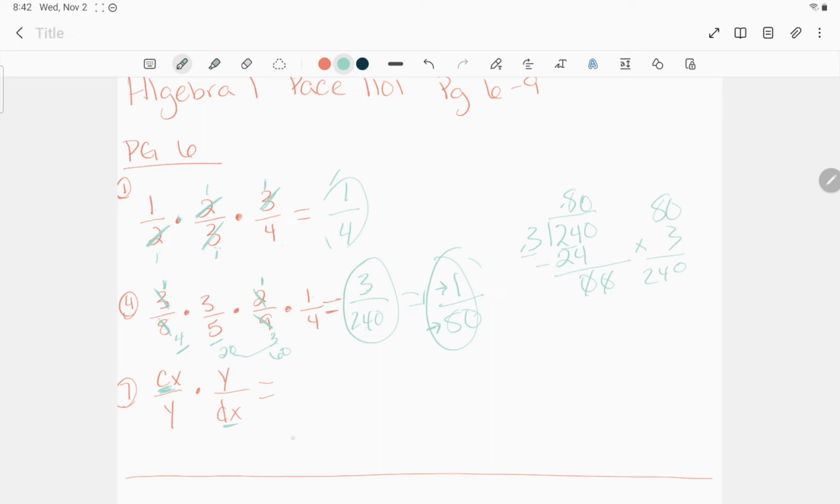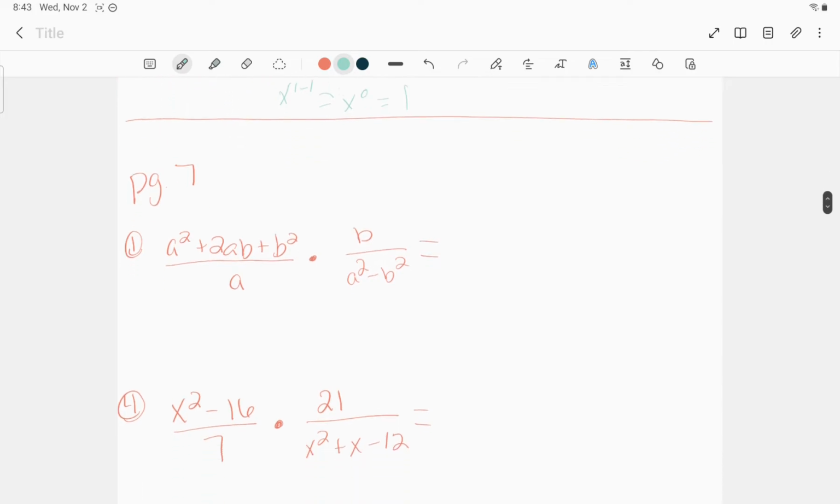Or actually it's X to the first minus 1, because this is an understood 1 and an understood 1, which equals X to the 0, and anything to the 0 power is 1. So basically, those cancel. And the Y's are going to cancel. And that's just going to leave me with C over D. All right, so this is the only one that I did with letters. So if that's confusing to you, you'll have to let me know. But it's just straightforward. We did this in the last books as well.